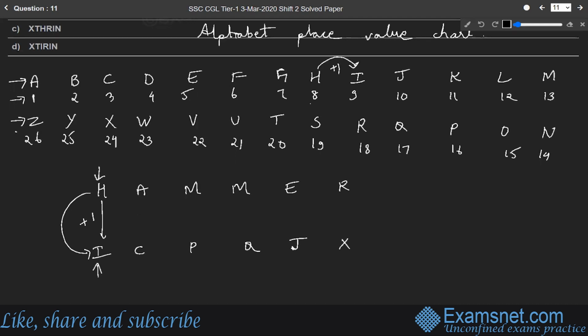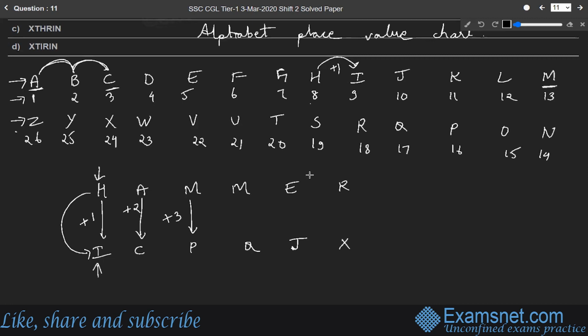Then next is A and C. A is present here and C is present here. So A and C have the difference of 2 because A plus 2 gives C. This is A plus 1 B and then A plus 2 C. Next will be plus 3 because the series is going in the sequence plus 1, plus 2. So next will be plus 3. M is present here.